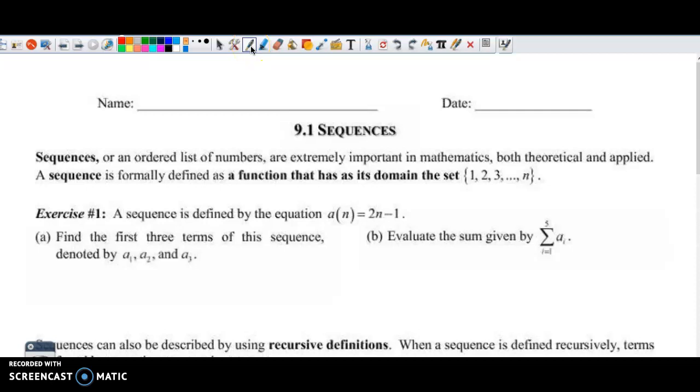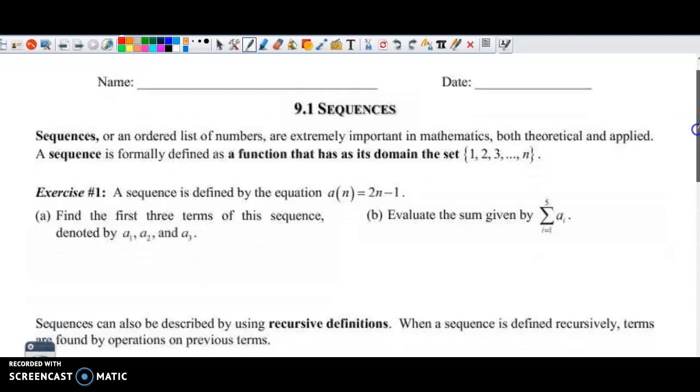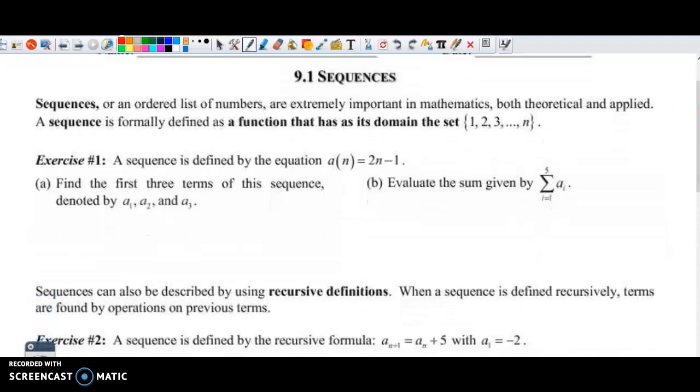All right, we're going to begin with sequences, and what we're examining is basically any kind of pattern, whether or not it's in theory or it's applied. It's just a list of numbers, and they become more and more important as you get into calculus.